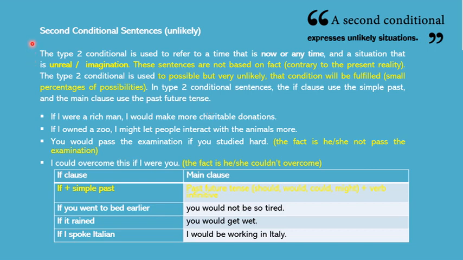Okay, this second conditional sentence is just imagination or an unreal situation. It's describing something contrary to the present reality. But if it does happen, it is only a small percentage of the possibilities. For example, maybe it happens only 10% of the time or only 20% of the time.